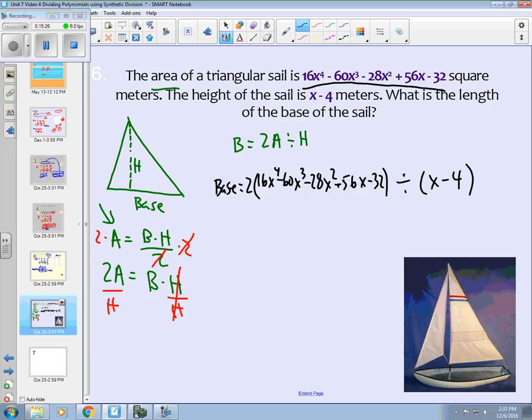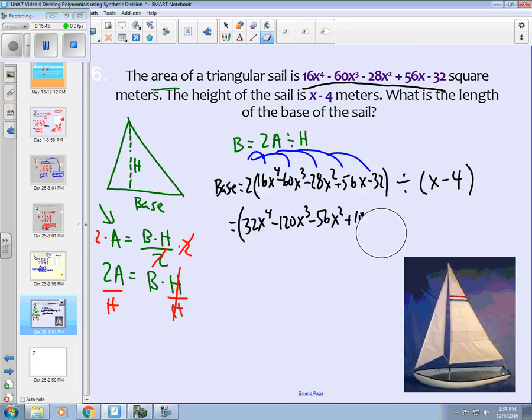The thing we're going to need to do, though, first, we got this 2 out here. That 2 needs to get distributed throughout here. So really looks like what we're going to be dividing is 32. That's going to be 120. It's going to be 56. It's going to be 112. And 64 divided by x minus 4. Okay, so now if we go through and do synthetic division, we should get it. Why don't you see if you can finish this problem now and see what you get?